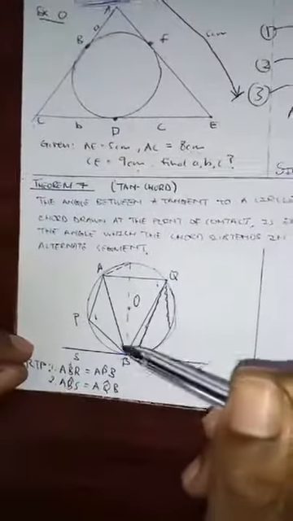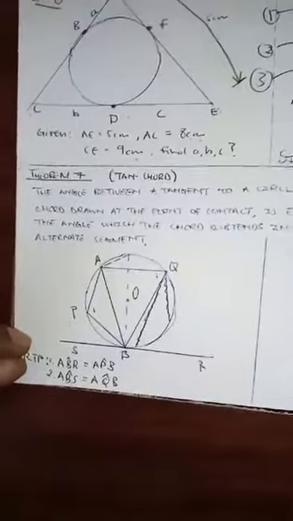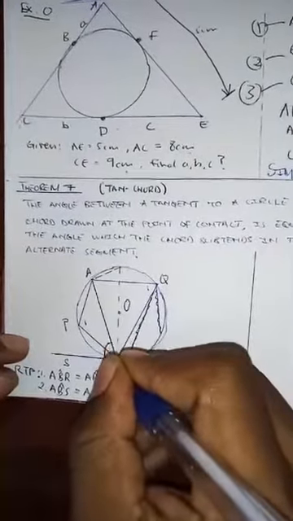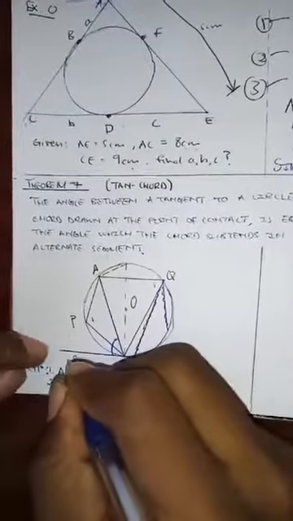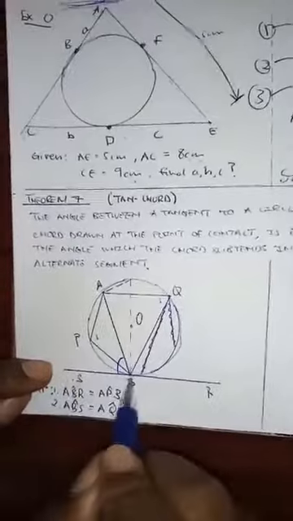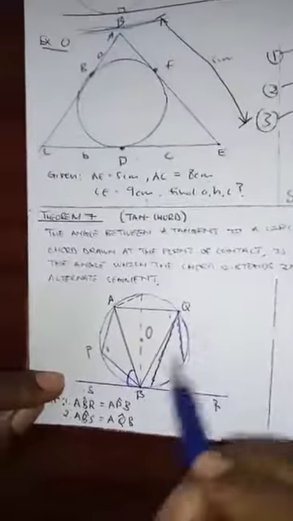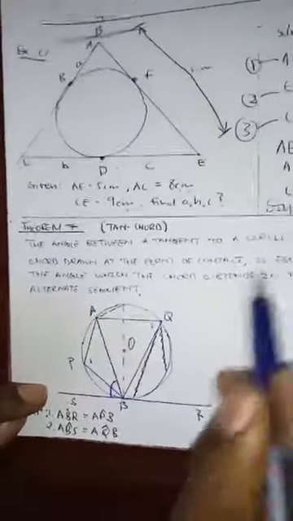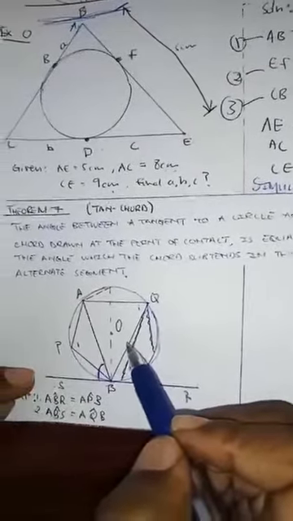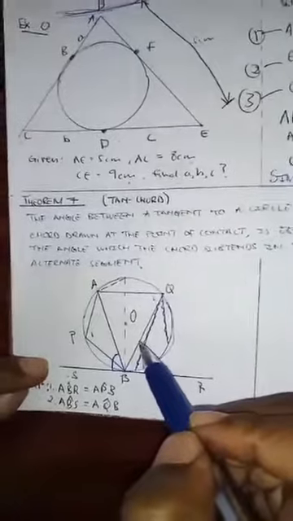So the claim of the theorem would be that angle over there, which I call ABS, which is the angle at the point of contact, between the tangent and the chord, is equal to the angle which the chord subtends in the alternate segment.